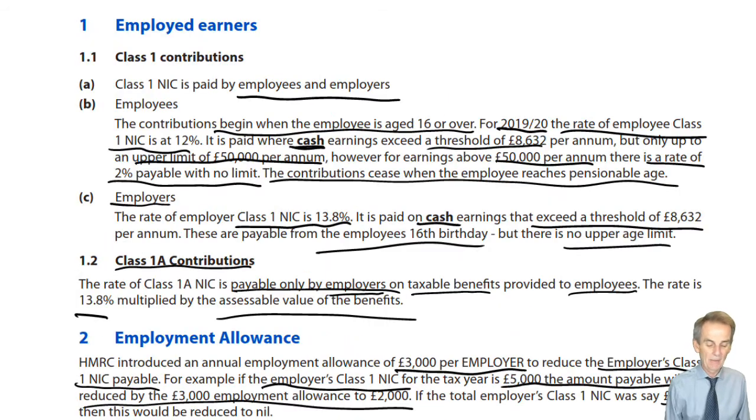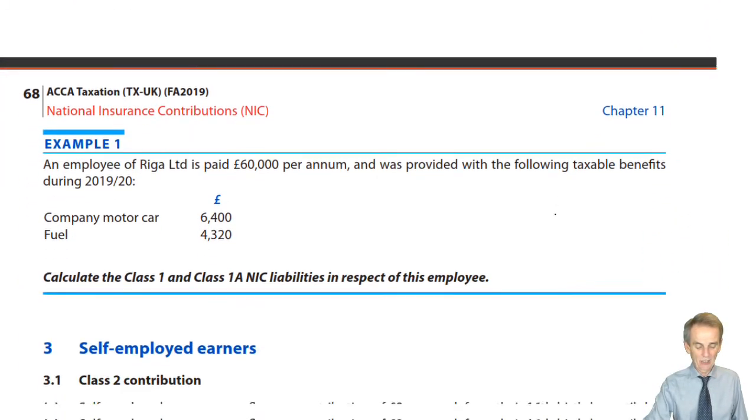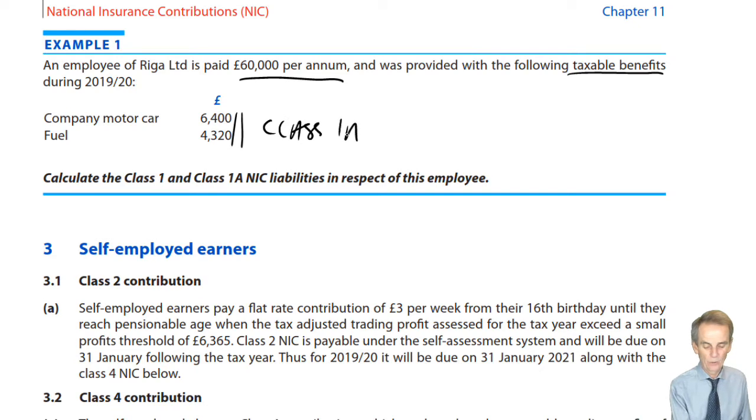Okay, time now, therefore, for you to have a go at a little exercise here. Example 1, we've got £60,000 per annum. Clearly, therefore, we go above both the lower limit and the upper limit. Up to the lower limit, nothing. Between lower and upper, 12%. Above the upper limit, 2% for employee NICs. What we've also got is some taxable benefits. They, of course, are what would then be subject to Class 1A NICs.